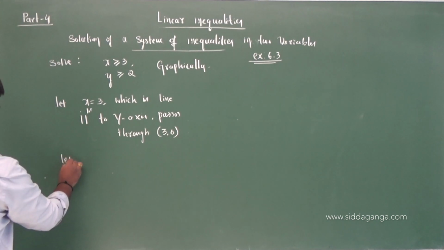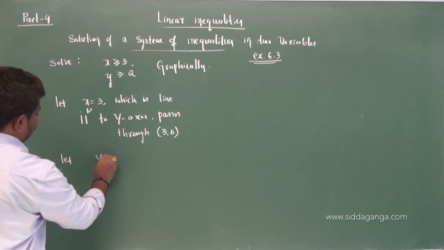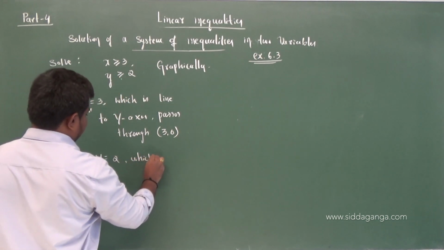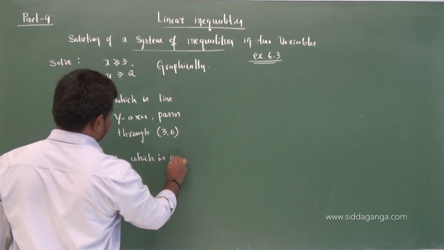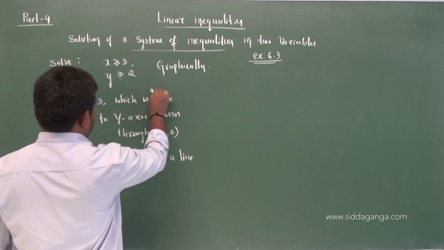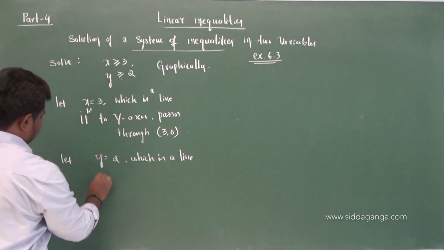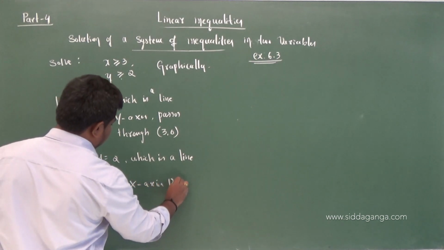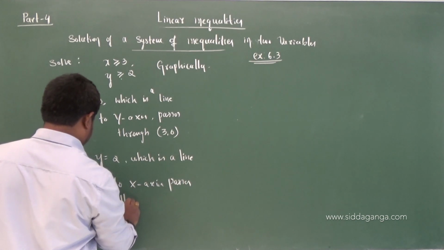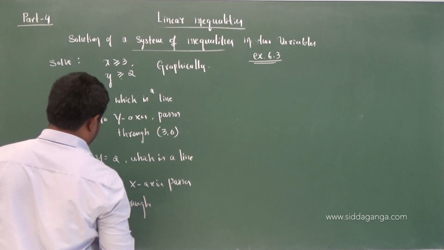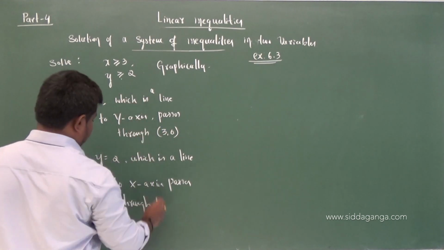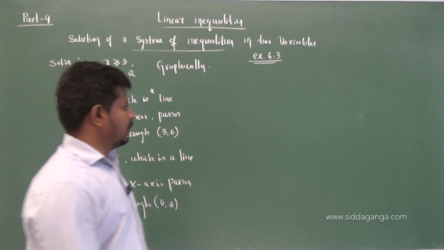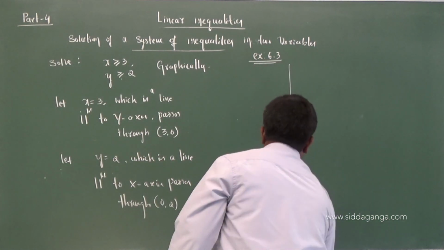Next, the second inequality: consider y is equal to 2, which is a line parallel to the x axis that passes through 0 comma 2. Okay, now let's draw the lines.